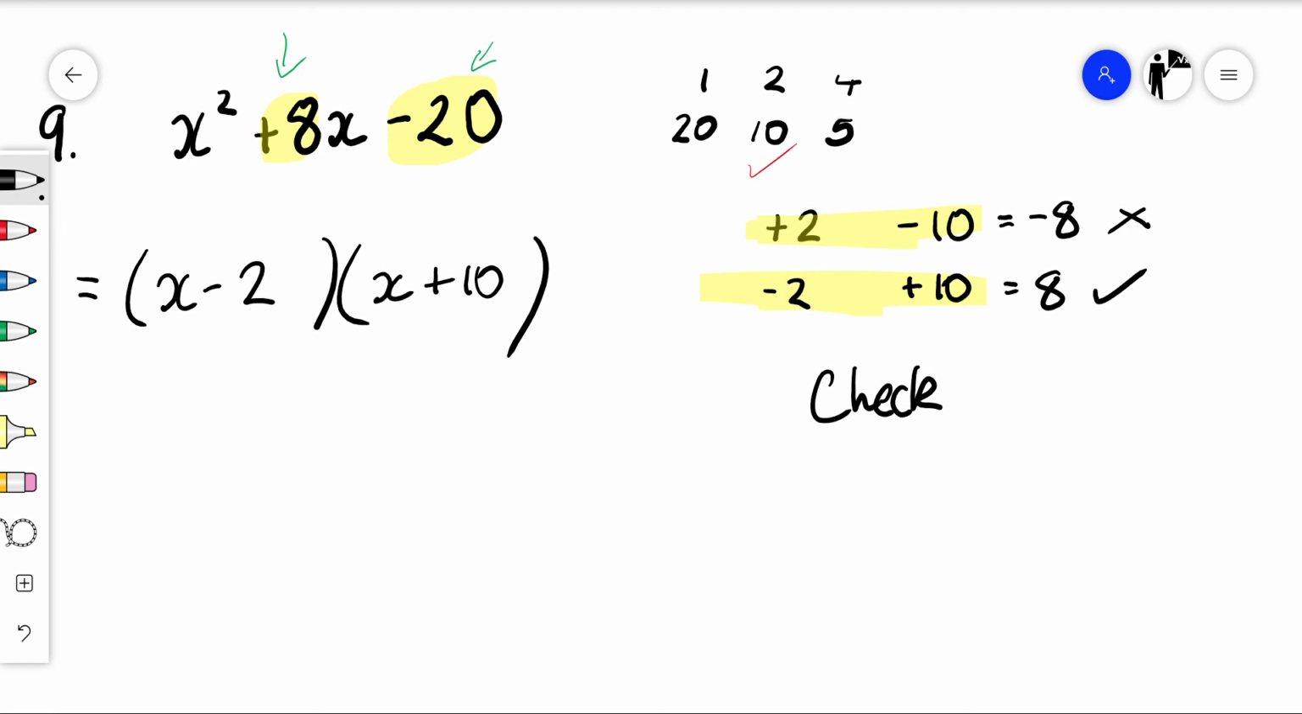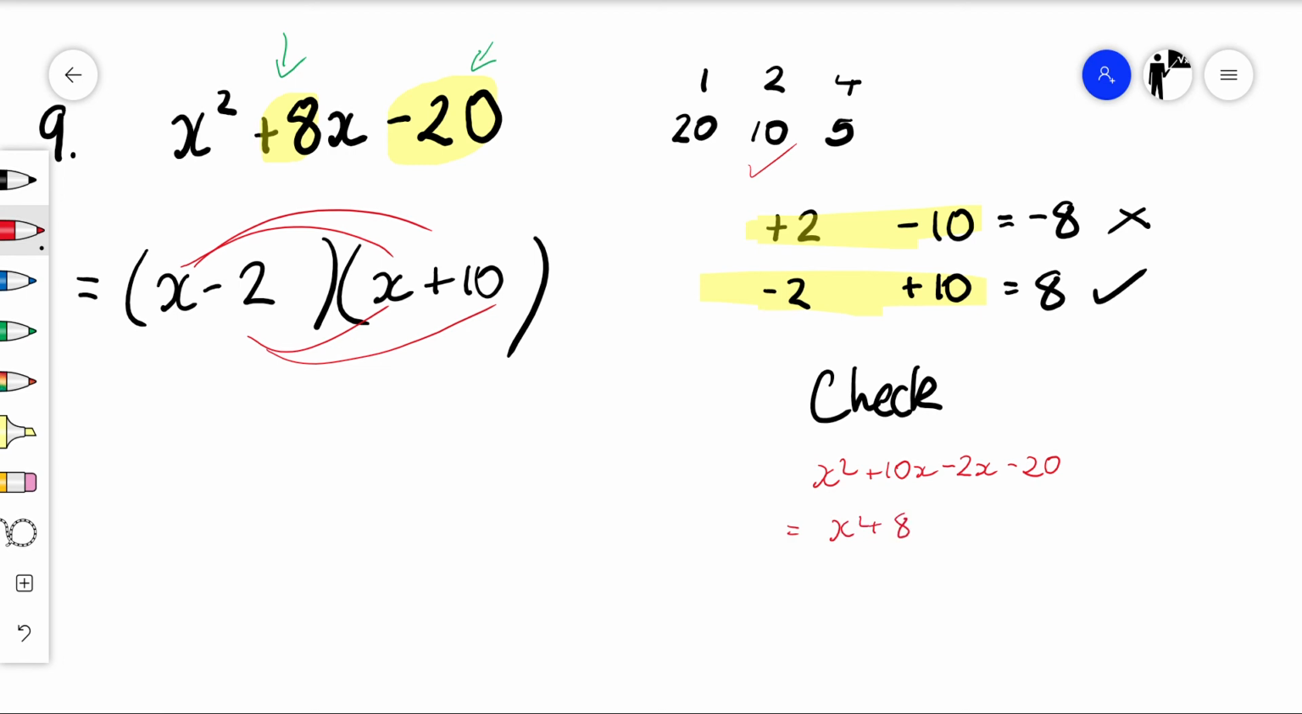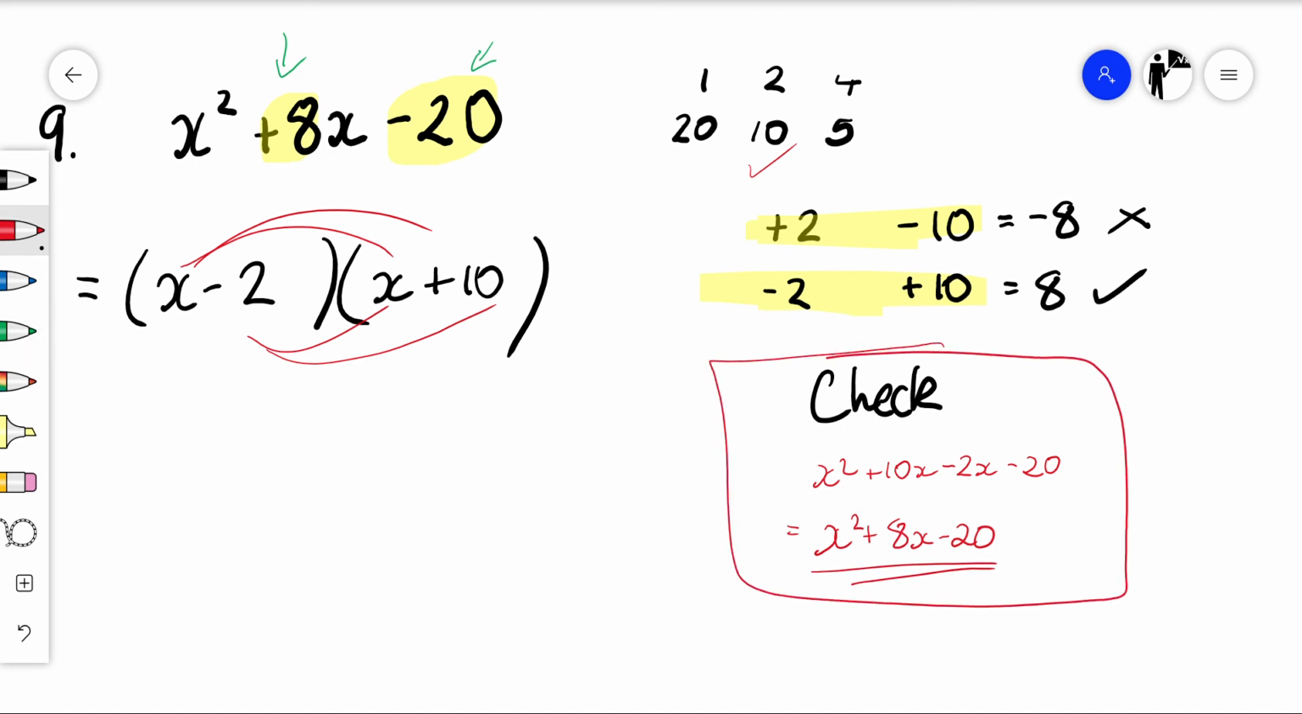You'll be able to check all your work here if you just simply multiply out your brackets. x squared plus 10x minus 2x minus 20, which will give us x squared plus 8x minus 20. We write that: x squared plus 8x minus 20. Okay, by always doing this check here, you'll always be able to confirm if you're correct, because if your answer to the check matches the original question, you know for a fact that you're correct.